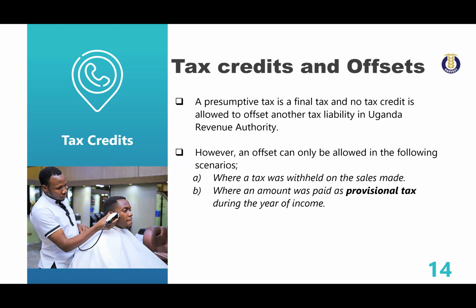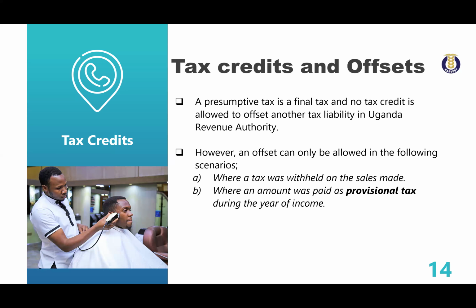However, the presumptive tax is the final tax. It is final, and no tax credit is allowed to offset another tax liability in URA. So, have you experienced a deduction as you are conducting business? If the answer is yes, get the details. What are the details? How much was withheld? So that can be offset.